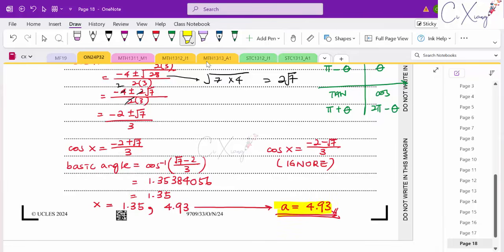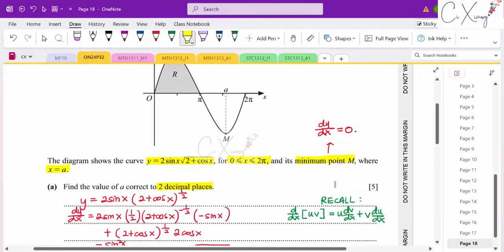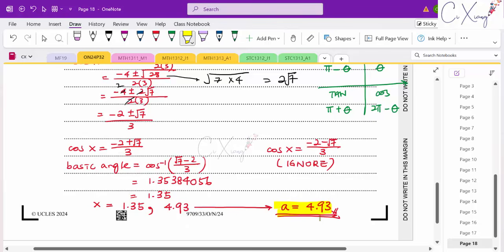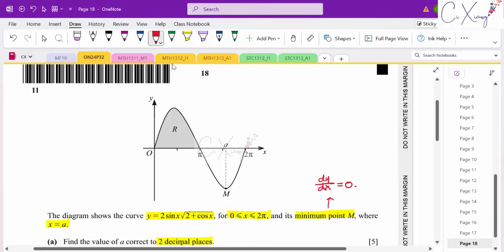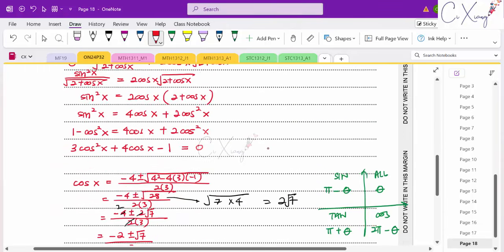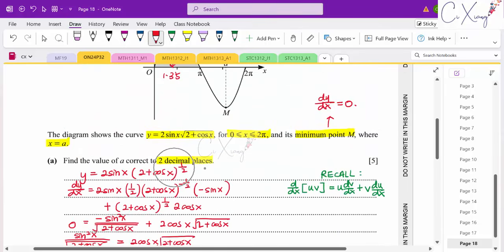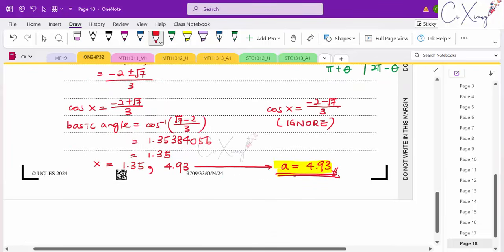Okay, so I think I did emphasize to you just now, right? The value of a is between pi until 2 pi. Therefore, 4.93 is the value that is between pi until 2 pi. Then what happened to the 1.35? So the 1.35 basically refers to the x-coordinate of the maximum point. Because at both maximum and minimum points, the dy/dx is equal to 0, right? So it is common, it is correct that we find the two values here. But for this particular value of a, it should be the value between pi to 2 pi. So the final answer is 4.93, correct to 2 decimal places.